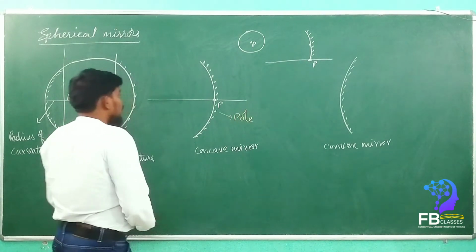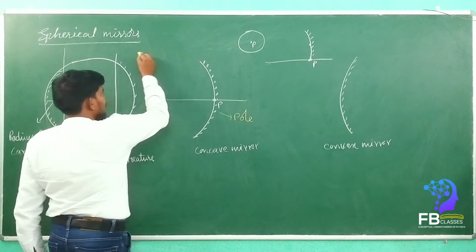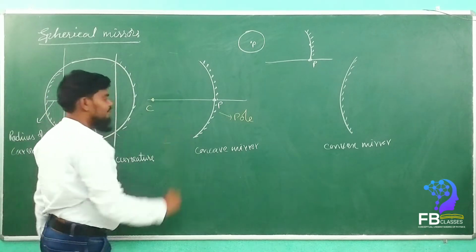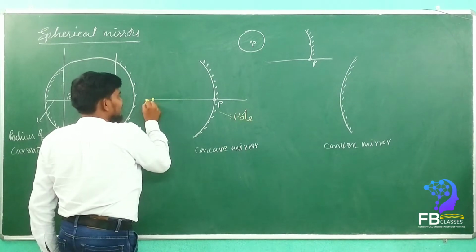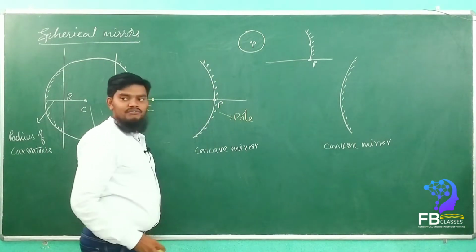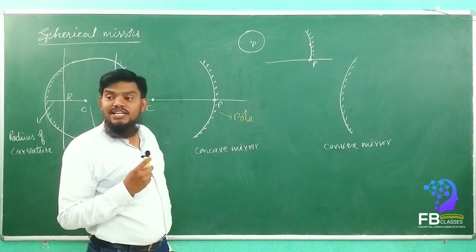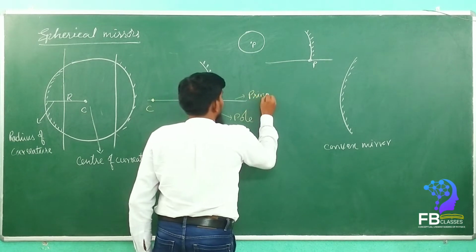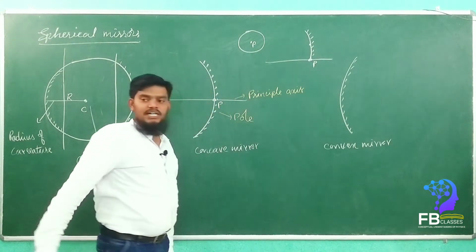Understand? So this is the center of curvature, right? See here, if you draw the complete circle, this will come as the center of curvature. Yes or no? The line which joins the center of curvature and the pole, we can call the principal axis. What do we call it? Principal axis. Yeah, this line we can call the principal axis.